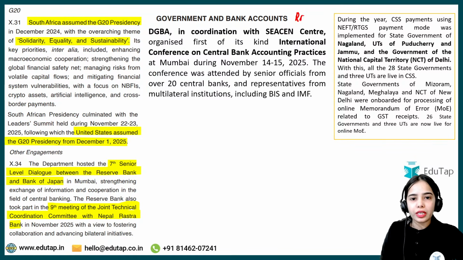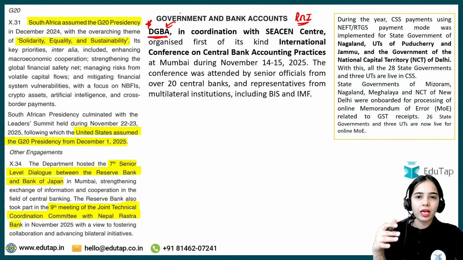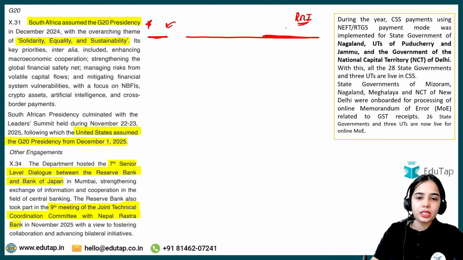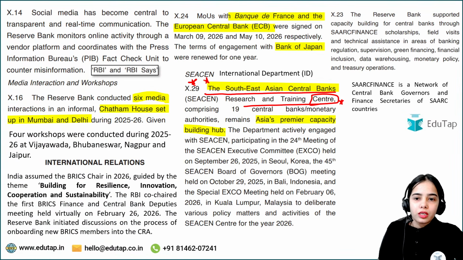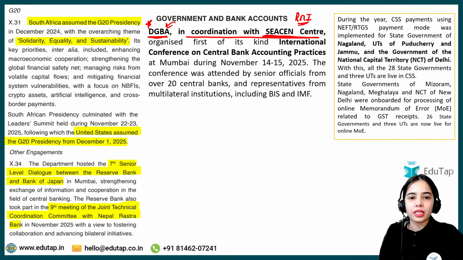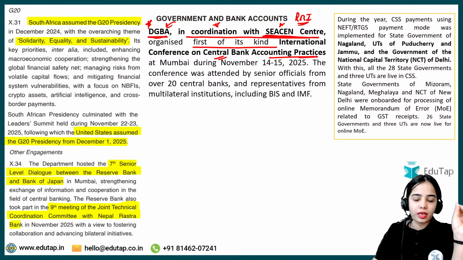So the Reserve Bank of India also has a Department of Government and Bank Accounts. This department basically handles the bank accounts of the government, or it basically handles the transfer. The Department of Government and Bank Accounts, DGBA, in coordination with the CSEN Center, that is the Southeast Asian Central Banks Center, organized a first of its kind international conference on central bank accounting practices. This is the idea.